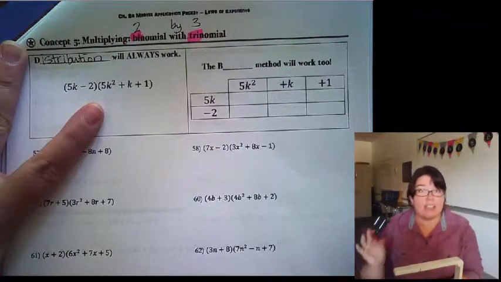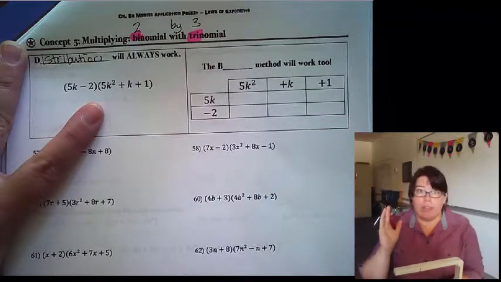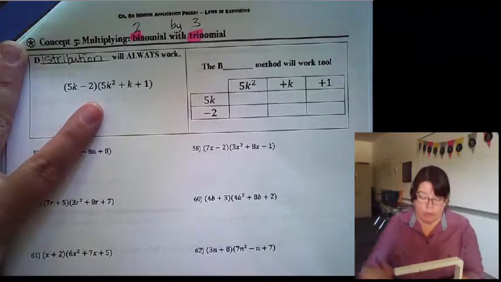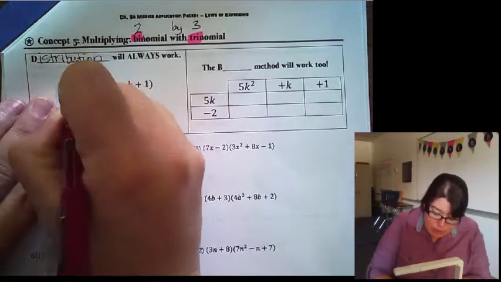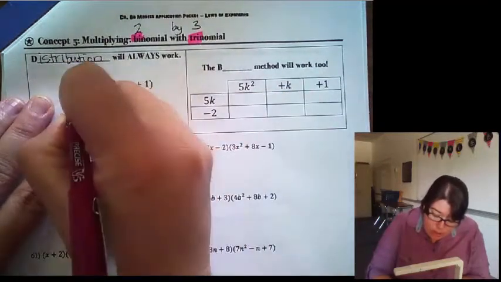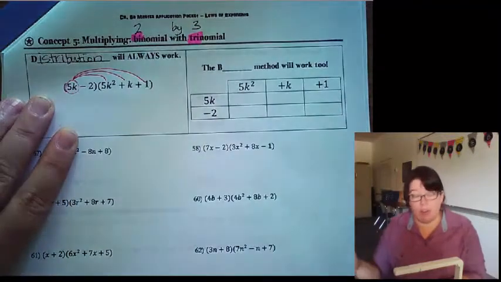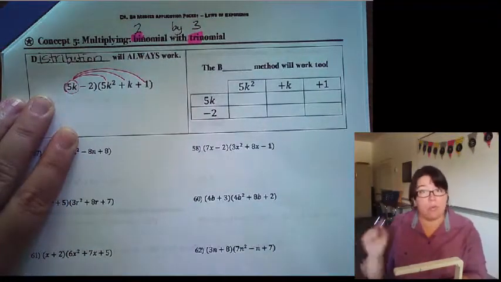So let's take a look at that first. If this works for you, then great. This is a super simple method that will always work. We are going to take the first term and we are going to distribute that term to everything in the second polynomial. Okay, and when we distribute, we multiply.